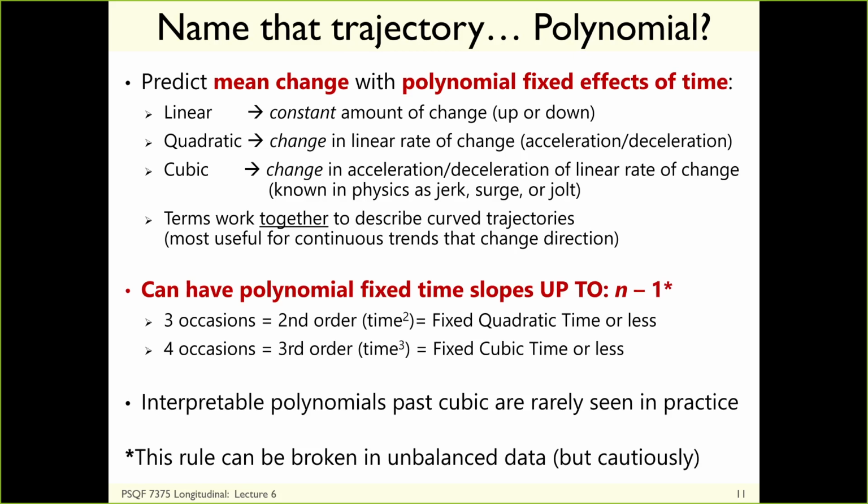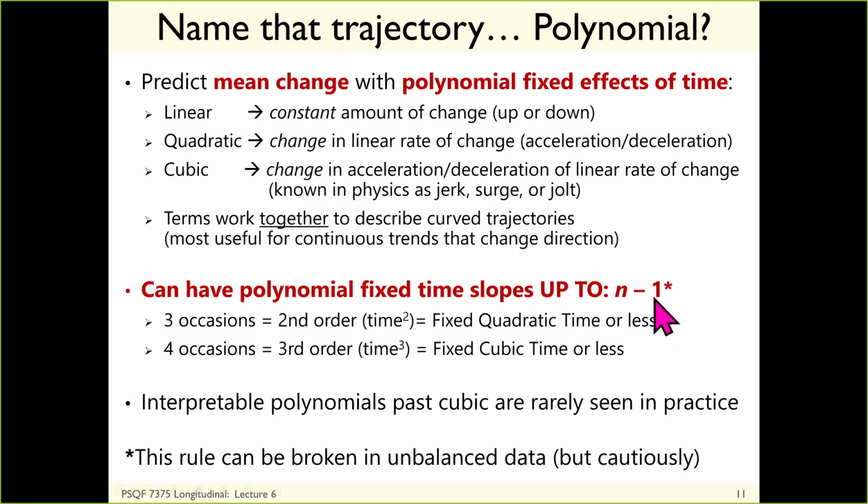So there's not really a savings or a prediction that happens if you fully saturate your model with as many polynomials as possible. It would be the same thing as a saturated means model at that point. So the objective would be to try and use fewer than all possible in order to describe the trajectory.